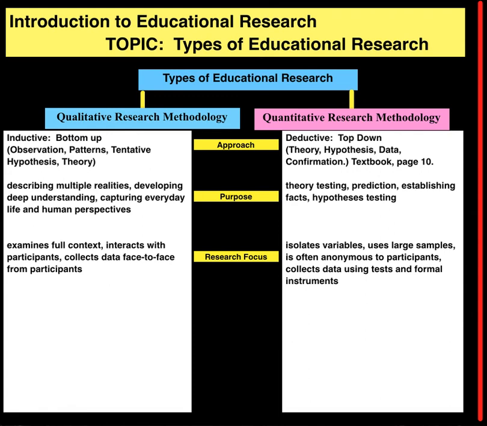Now, in terms of research focus, qualitative research focuses on looking at the context of the situation, developing deep, rich understandings. The researcher is part of the process and interacts with participants and collects, generally face-to-face, narrative data. Whereas quantitative research focuses on control and isolation of variables. The researcher is removed from the research situation, is anonymous, and uses formal tests and formal data collection procedures, and generally works with large samples, whereas the qualitative may work with smaller samples.